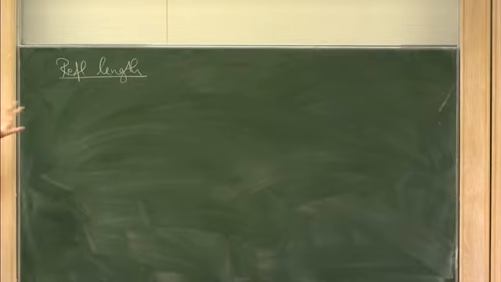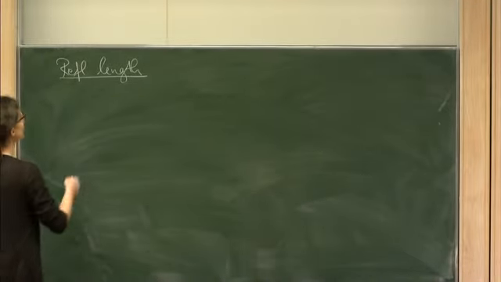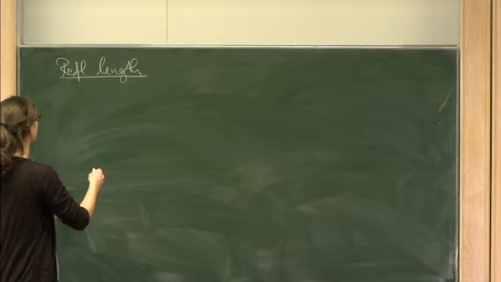But it's also tightly related to the Affine Deligne-Lusztig varieties we look at later. So that's why I want to formulate it. And it's called reflection length. So what's that?